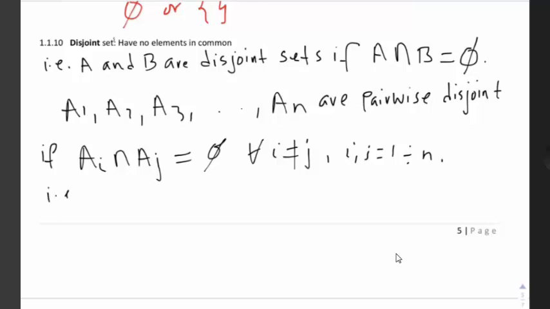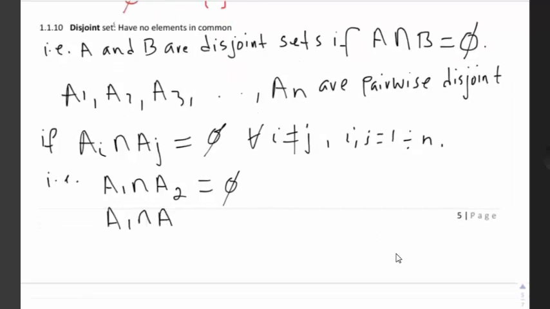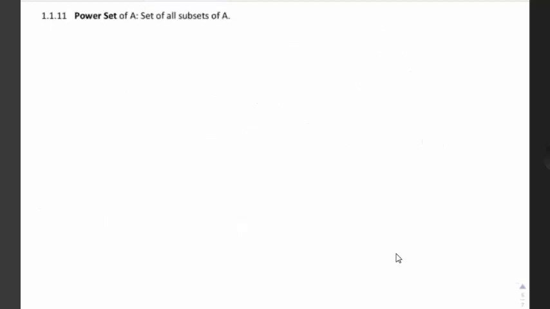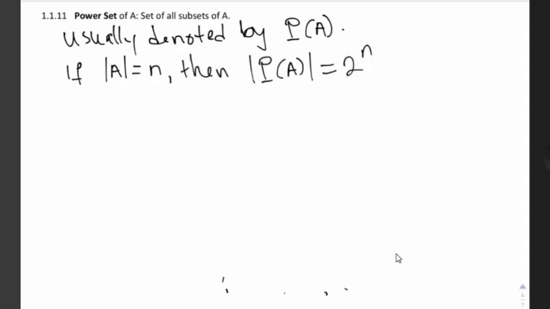What this actually means is that if I do A1 intersection A2, I get an empty set. If I do A1 intersection A10, for example, I get an empty set, and so on and so forth. The power set of a set A is simply the set of all subsets of A. This is usually denoted by P of A. From college algebra, we know that if the cardinality of A is n, i.e. A has n elements, then the cardinality of the power set of A is 2 to the n.